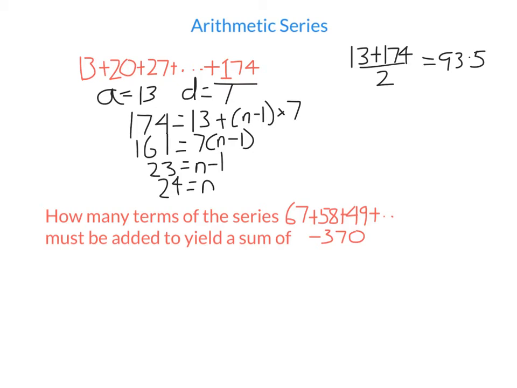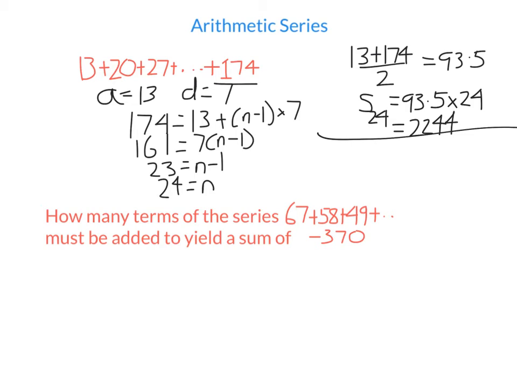To add up all of these terms, all I need to do is multiply this number by the number of terms. So the sum, which I'm going to call the sum of the 24 terms, is 93.5, the average value of the term, times 24. Putting that in my calculator, I get 2244. So what did we do here? We took the first term and the last term, divided by 2, and then multiplied by the number of terms. The part in brackets gives you the average value of the term, and then we multiplied that by the number of terms.